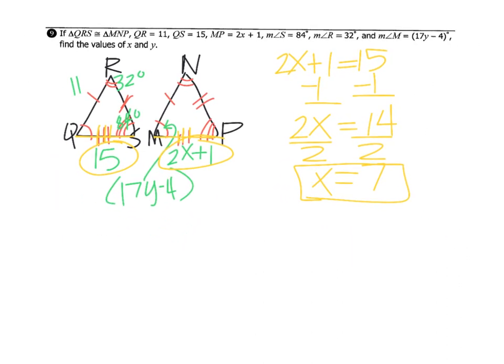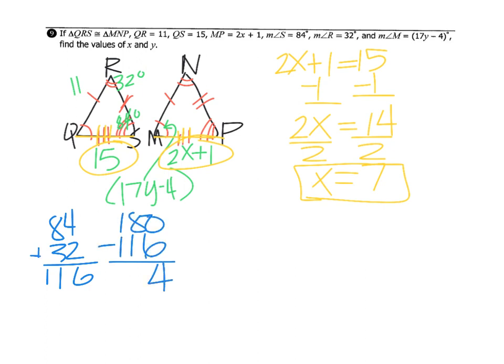and subtract from 180. So we can say that 84 plus 32 gives us 116. 180 minus 116 gives us 64. Then if this is 64, we know that Q is congruent to M. So we can say 17y minus 4 is equal to 64. So we set that up.